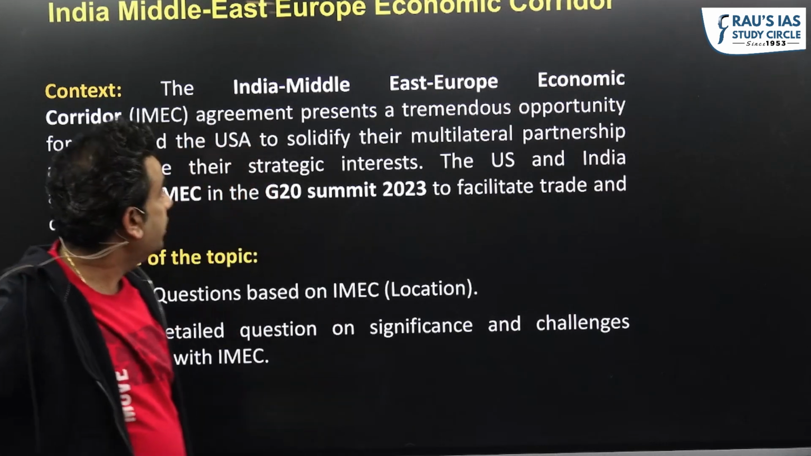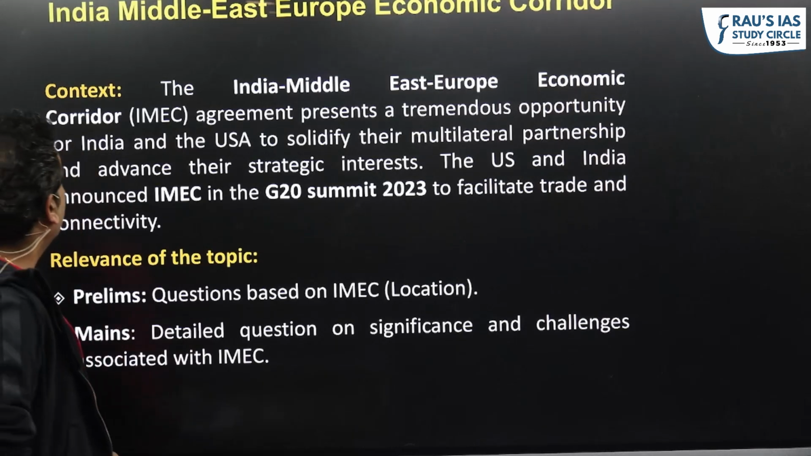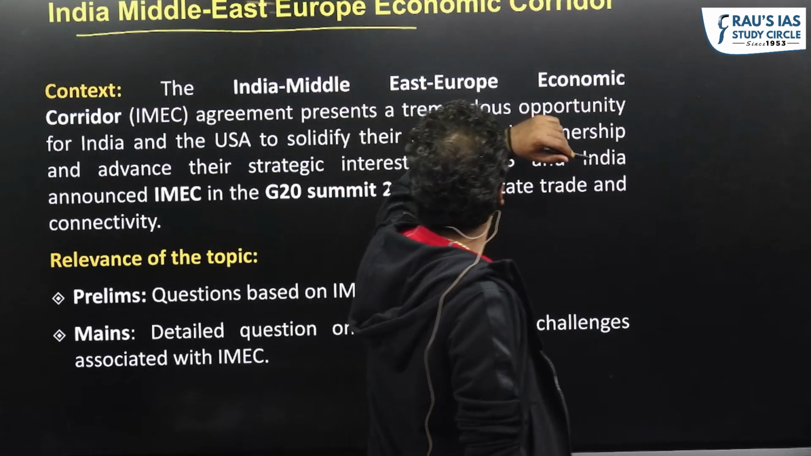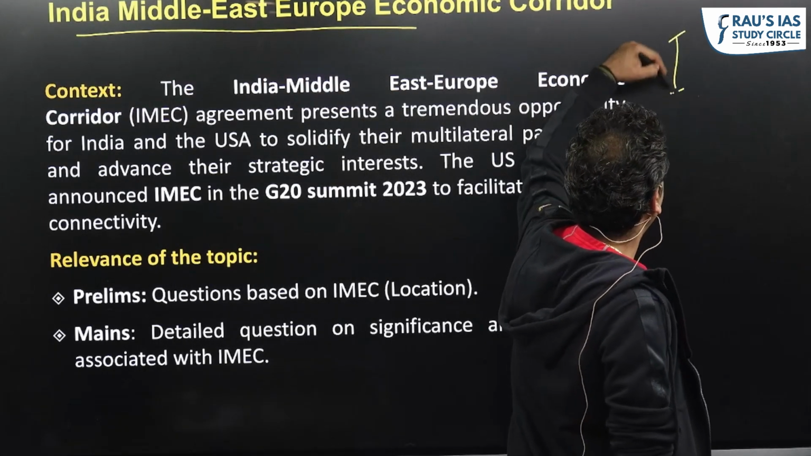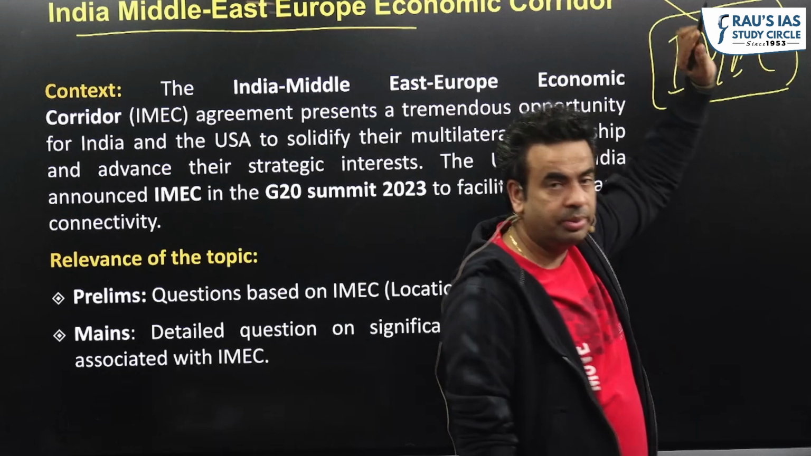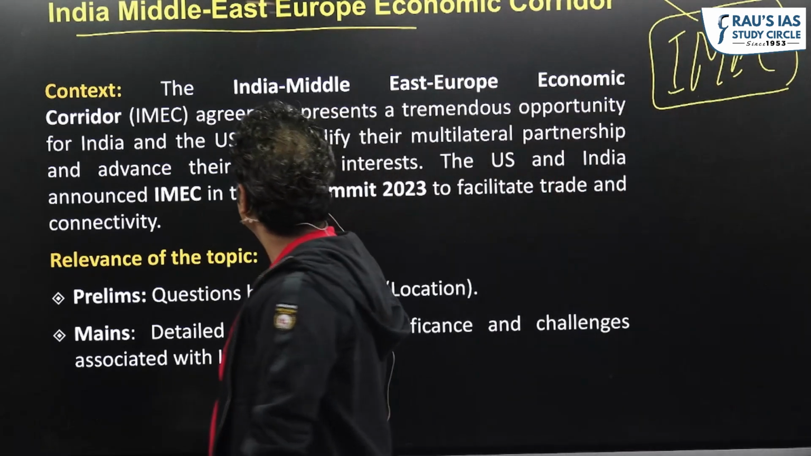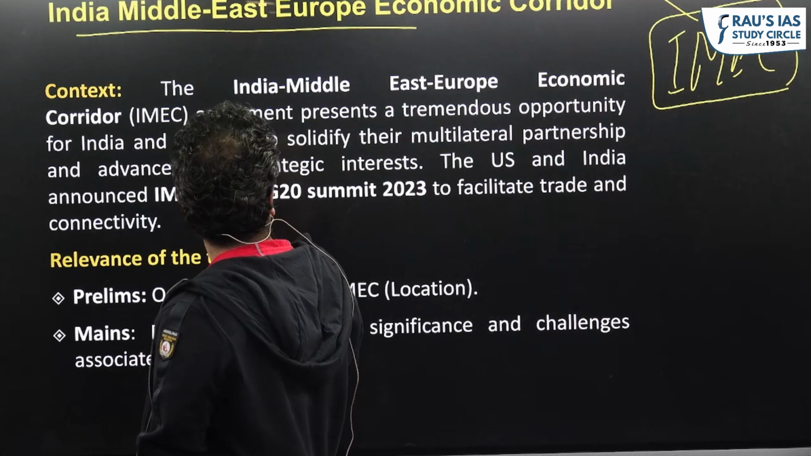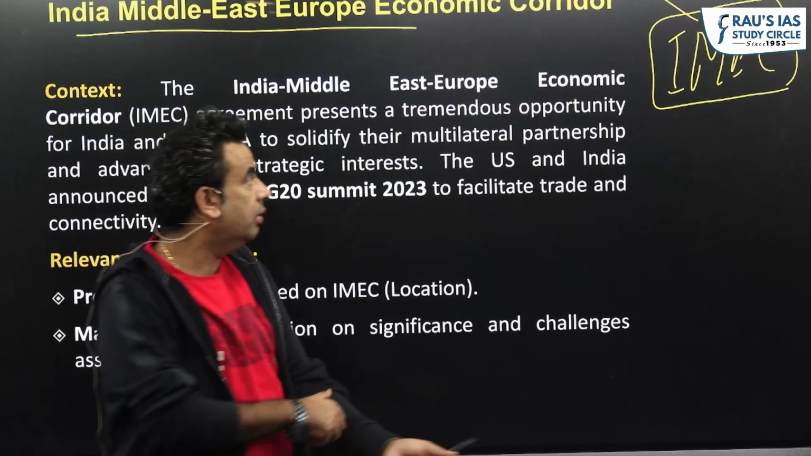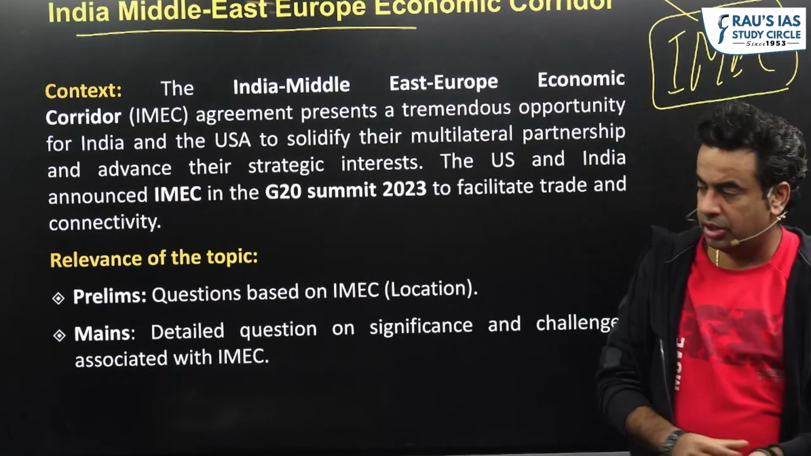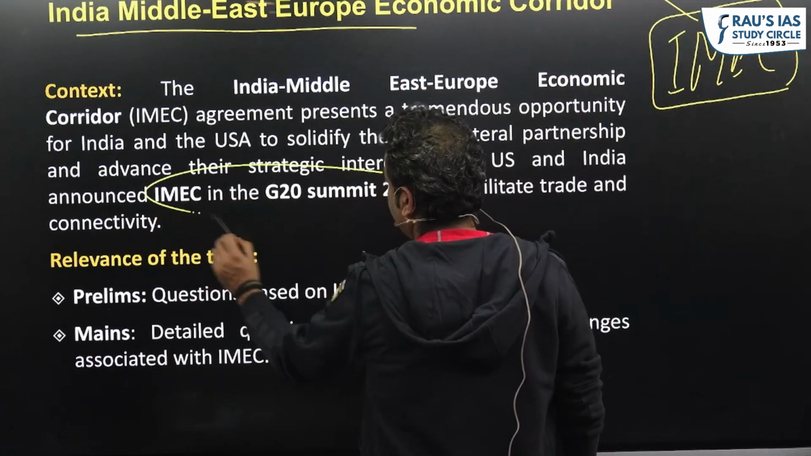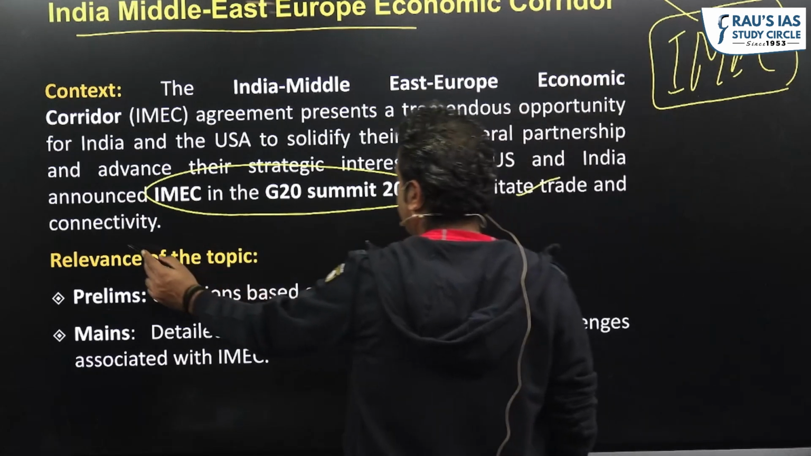So let's discuss the last topic of today, the India, Middle East, Europe Economic Corridor. Its short form is IMEC. So what IMEC is: the India, Middle East, Europe Economic Corridor, when it was announced at the G20 summit to facilitate trade and connectivity.